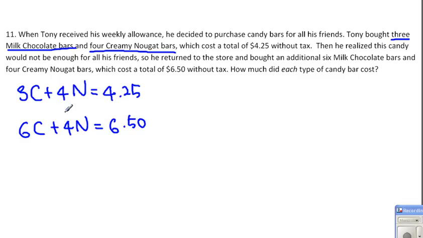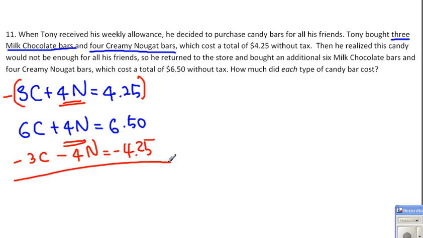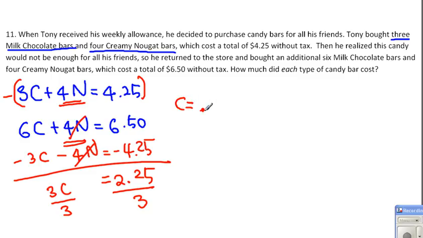Now notice that both of them have 4 N's together. In order for us to cancel them out, we can simply multiply one of them with a negative sign, then we will end up getting something like this, negative 3C minus 4N. Notice that this negative sign will be distributed to 3C and also 4N, including the other side, negative 4.25. Now when you add them up, these two will cancel out, and we end up getting 3C equal to 2.25. And to get the value of C, we simply divide by 3. Then we'll realize C must be equal to 0.75.